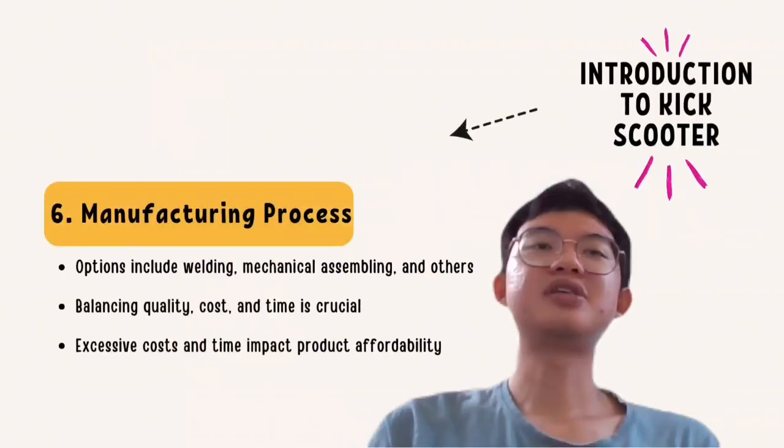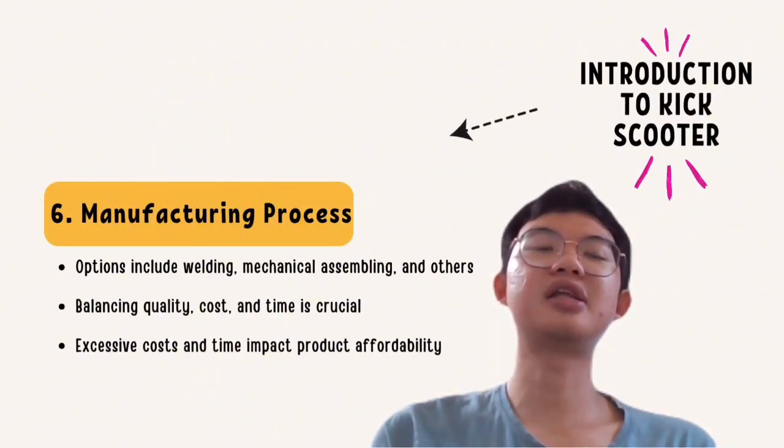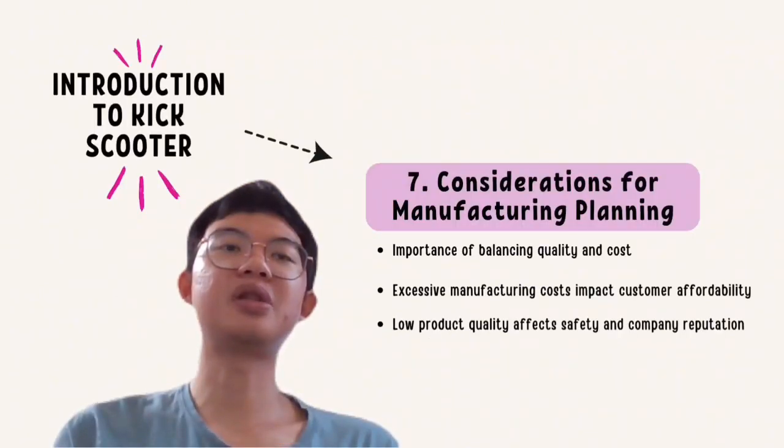For the manufacturing process of the kick scooter, the options include welding, mechanical assembling, and others. The balance between quality, cost, and time is crucial because excessive cost and time will impact the product affordability. While considering manufacturing planning, the balance between quality and cost is important. This is because excessive manufacturing cost will impact customer affordability. On the other hand, low product quality will affect safety and company reputation.